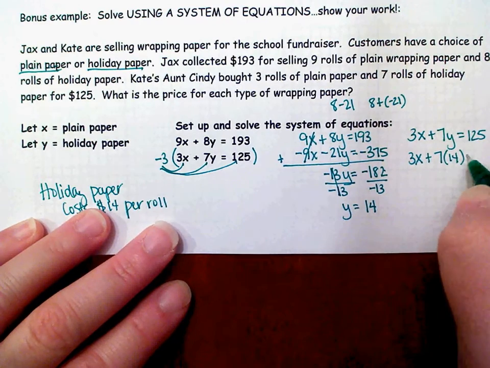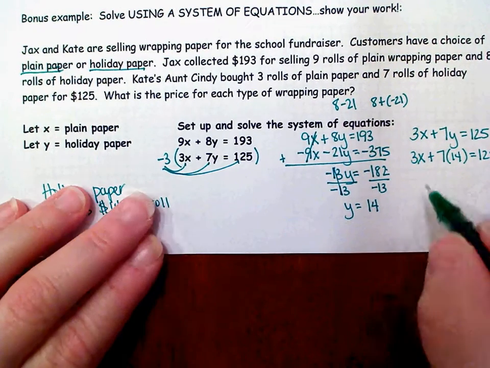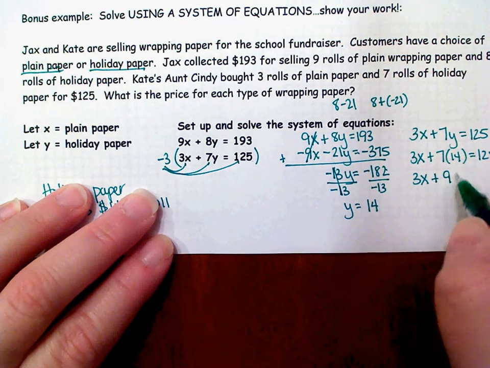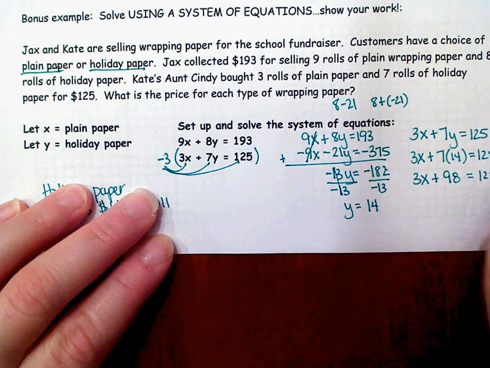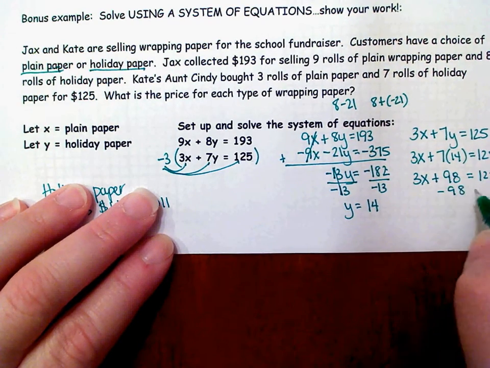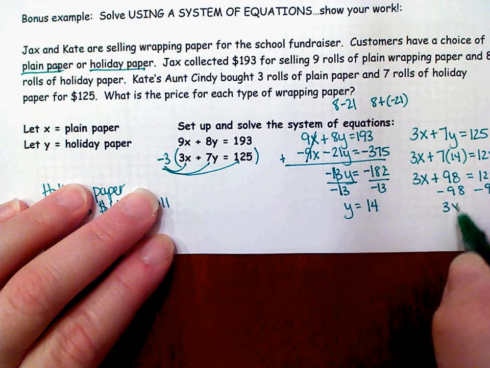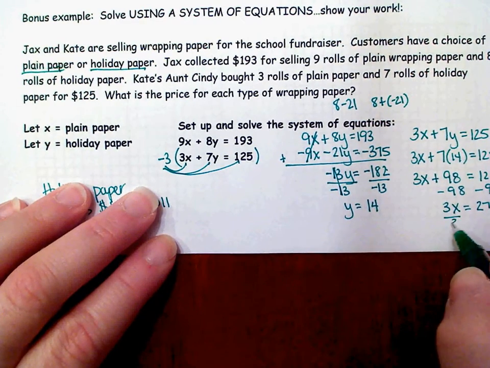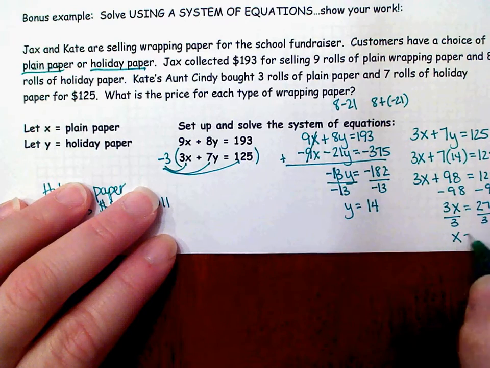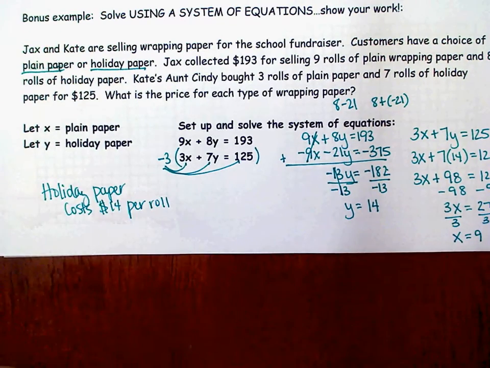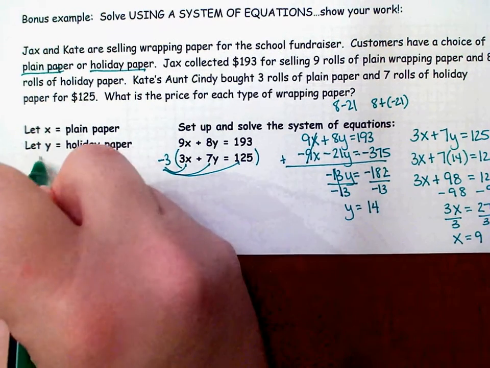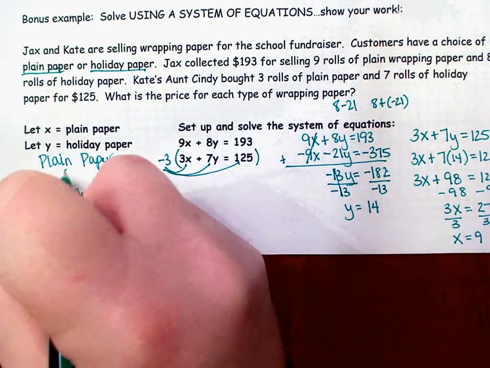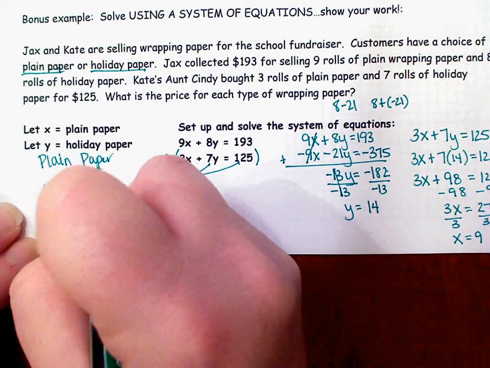So now I can solve for x. Multiplying 7 times 14 is 98. Undoing the addition by subtracting 98 from both sides gives me 3x equals 27. Undo multiplication using division gives me x equals 9. Since x is the plain paper, I know that plain paper costs $9 per roll.